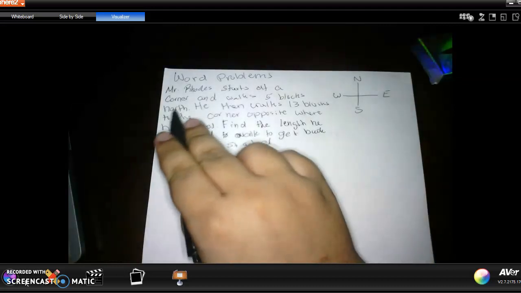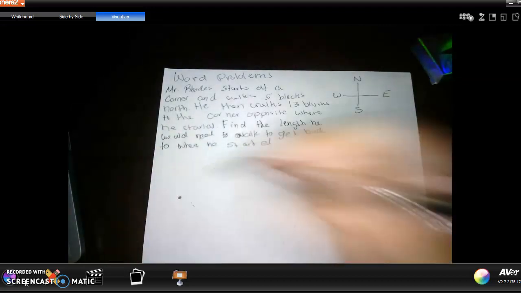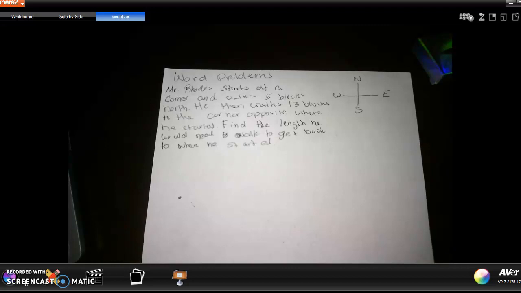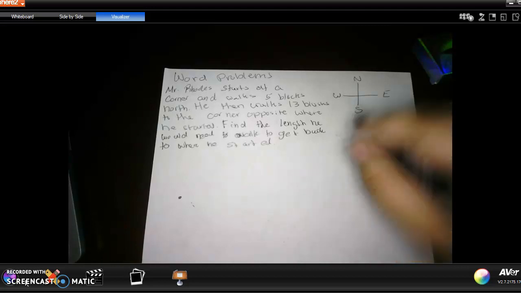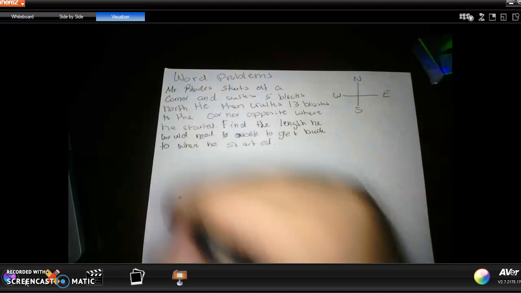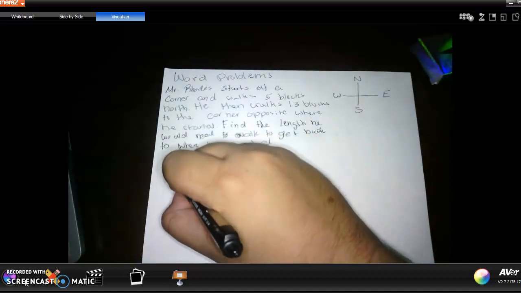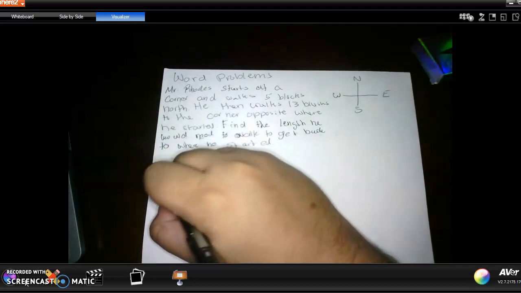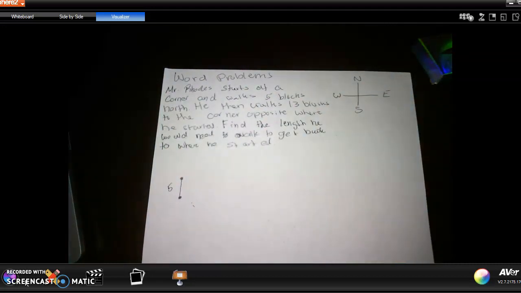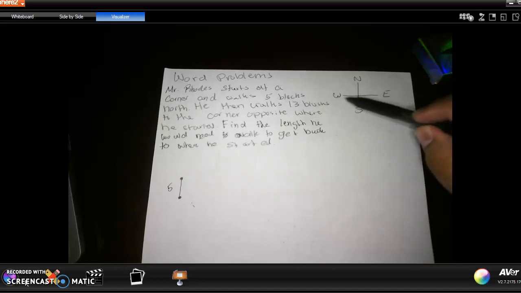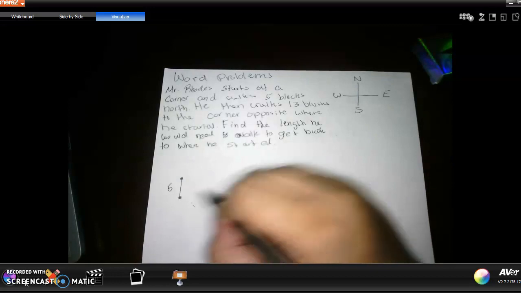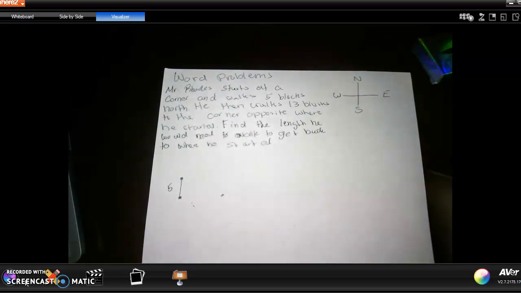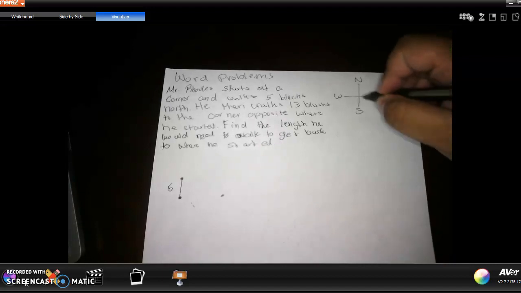So, what we know is that Mr. Rhodes starts at a corner. So Mr. Rhodes starts at this corner. He walks 5 blocks north. North is up. So I go up 5 blocks. And we'll say that the length of this line is 5 blocks. I'm just going to call it 5. And then it says he walks 13 blocks to the opposite corner from where he started. Well, the opposite corner from where I started would be somewhere over here. So in order to get there, I would have to travel southeast, right?